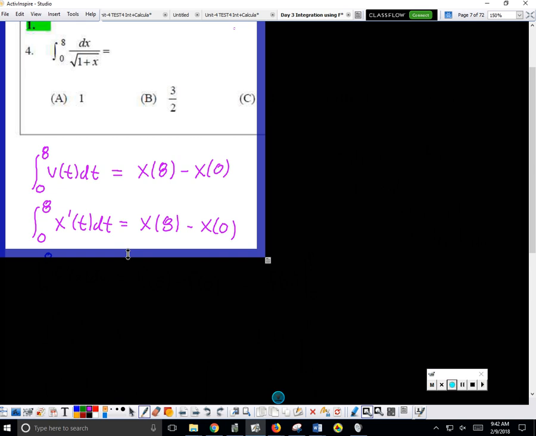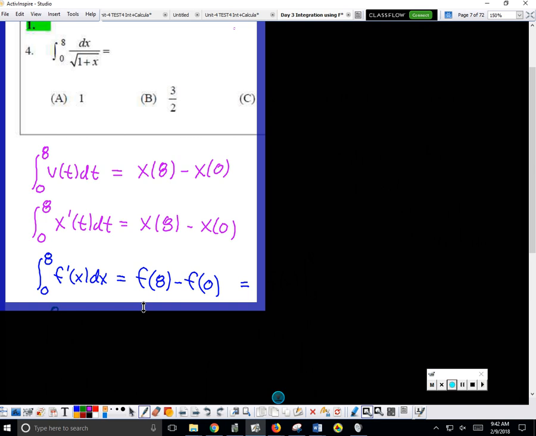Does anyone else want to see it again? Let's write it another way. So write this on your paper. Write that down. All I did is I put f in place of x to make it more general, otherwise it's exactly the same thing.